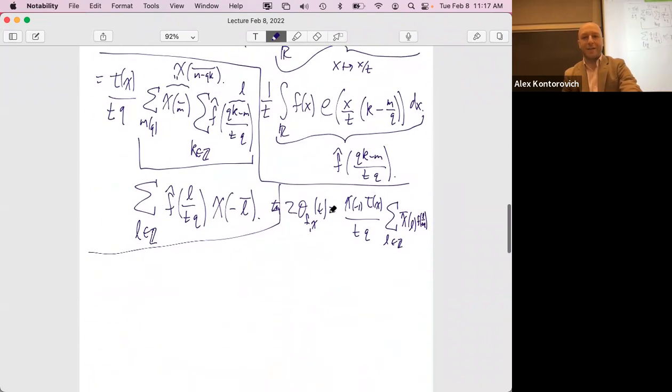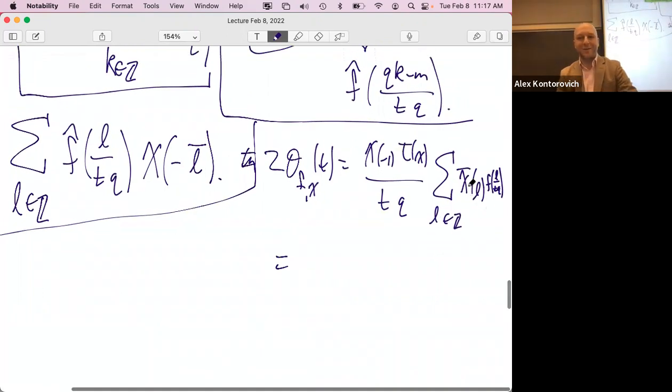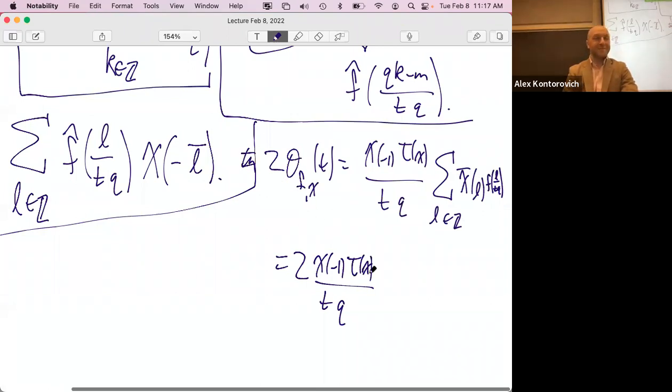Now we can recognize the right-hand side also. Chi bar of 0 is also 0, and F and chi bar have the same parity, so this sum is even. So this is equal to twice chi of -1 tau of chi over TQ, and we can get rid of the 2. We get F hat of L over TQ.